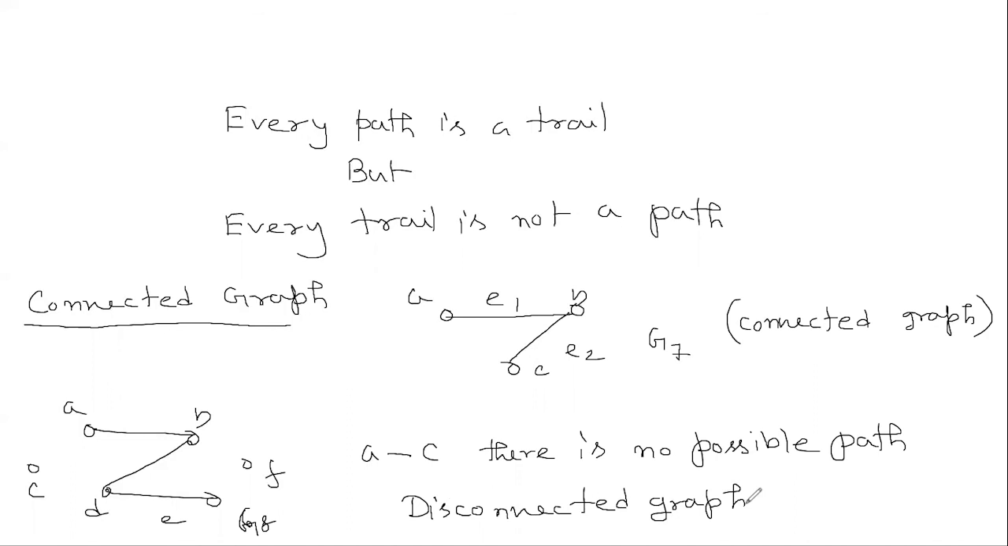So if between every pair of vertices there is a possible path, then we say the graph to be connected. If there is no possible path between every possible pair of vertices, then this is said to be a disconnected graph.